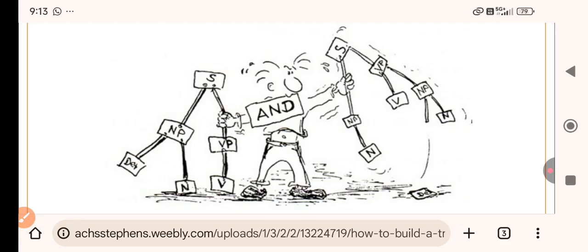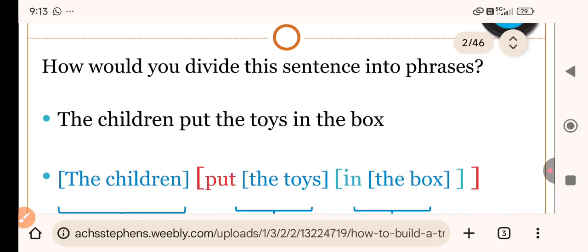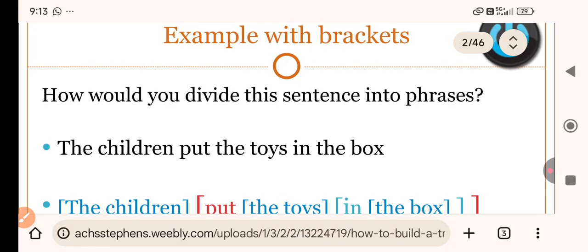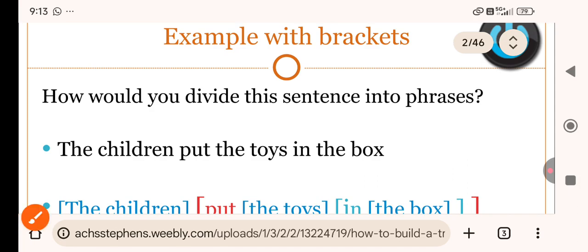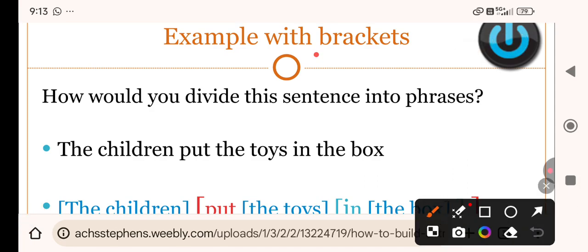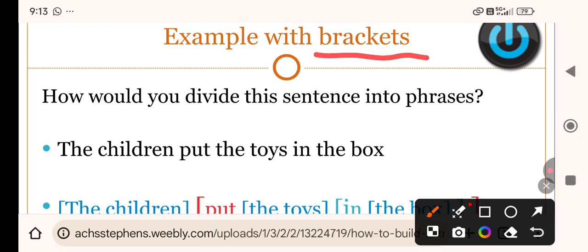So here we will discuss the sentences, how sentences are analyzed and how sentences are labeled, right? First, an example with brackets. Here we'll see that there is the tree diagram, and there is another method, that is bracketing. So we can use either.